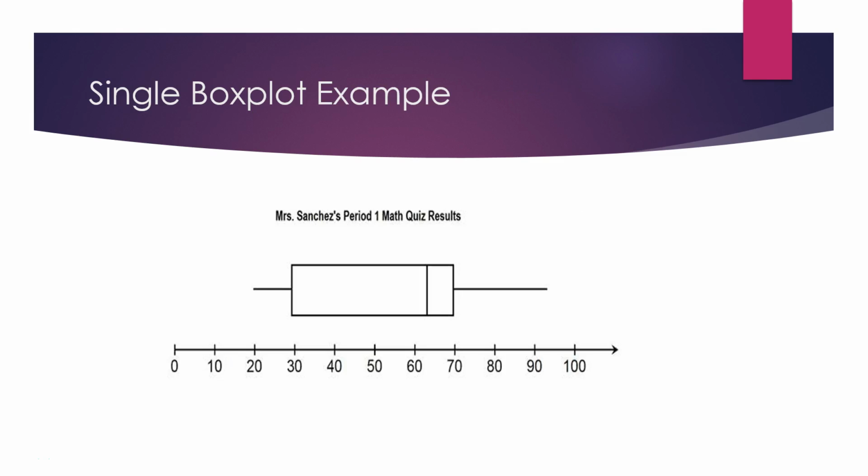This is an example of a single box plot. This is a box plot that represents a single list of data. This example I just got from Google Images, and it is Mrs. Sanchez's period 1 math quiz results. There are different variations of this. Sometimes you may have a straight up and down line at the 20 and the 94. Other times you may have a dot at the end. When we get to this specific type of graph in the later section, we'll talk about those specific details.